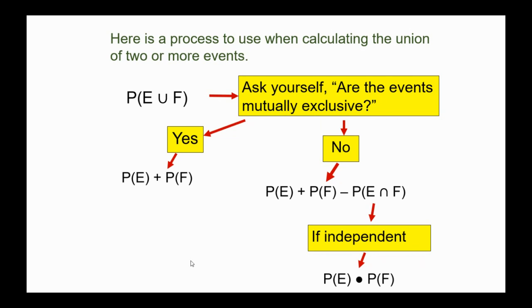So what if they're dependent and you're not given the probability of the intersection? Well, you would have to try to use some of the other formulas that we're about to talk about to see if you can figure something out. If you still can't figure anything out, then you don't have enough information.